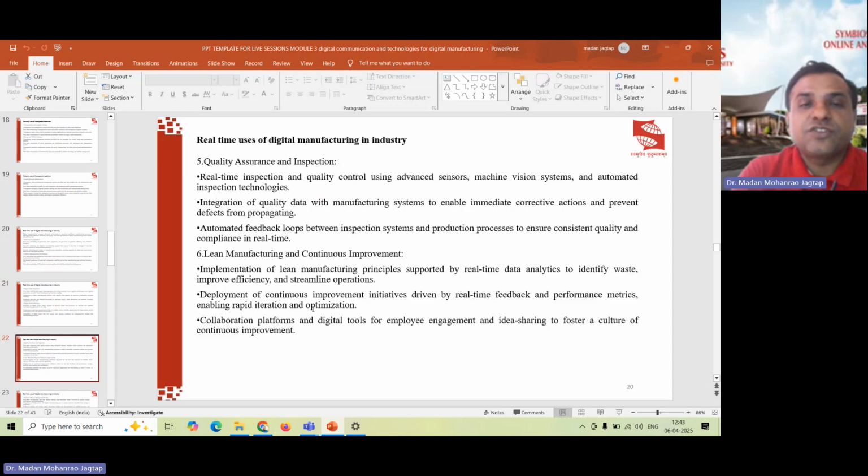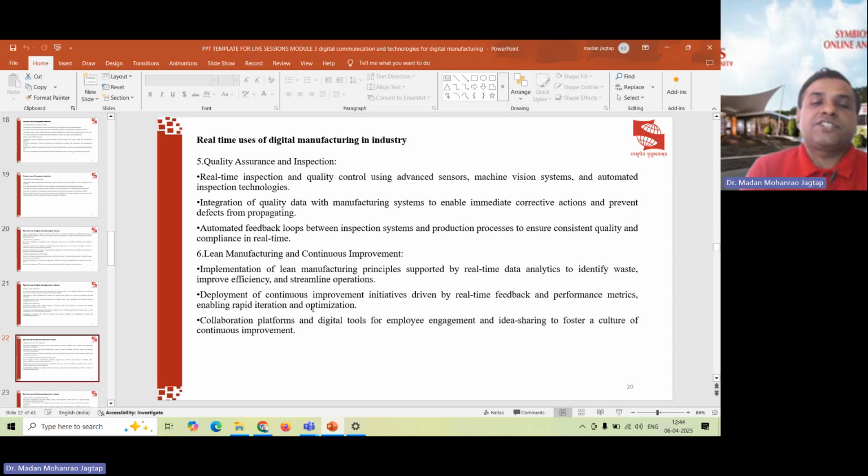Then the real-time usage of digital manufacturing in industry. So quality assurance and inspection: real-time inspection and quality control using advanced sensors, machine vision systems and automated inspection technologies. Integration of quality data with manufacturing systems to enable immediate corrective actions and prevent defects from propagating. Automated feedback loops between the inspection system and production processes to ensure consistent quality and compliance in real time. So that can be achieved with digital manufacturing in the industry.